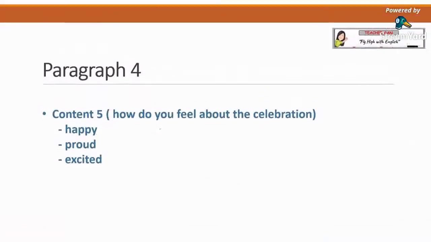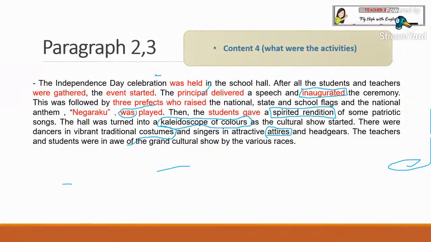So see, sometimes when I click, it will go to the next one. Okay, so I repeat, there were dancers in vibrant traditional costume, and then singers in attractive attire. So costume and attires, they mean the same. And headgear. Headgear is what you wear on your head. You can wear a crown, you can wear a cap or a hat. Okay, the teachers and students were in awe.